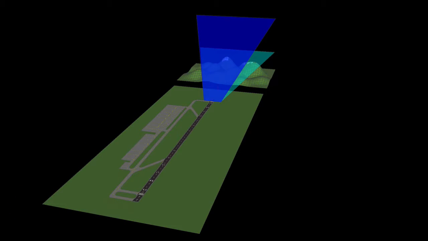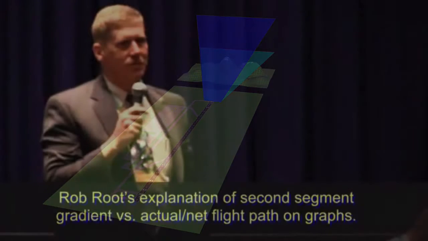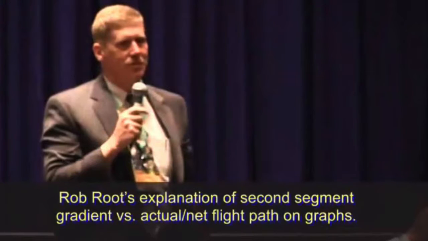To help reinforce these concepts, let's take a look at an excerpt from a recent TAP working group session. Rob Root is a flight operations engineer at Boeing Commercial Airplanes, an expert in performance engineering and a member of the TAP working group. Rob Root from Boeing is going to explain to you what this slide means.